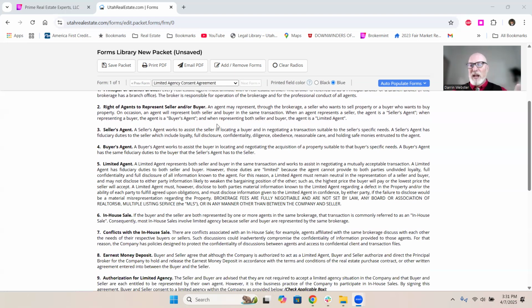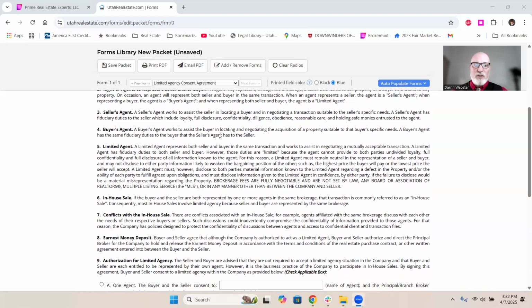Rights of the agents to represent seller and or buyer. This simply states that an agent, when they represent a buyer, they represent the buyer's interests and have obligations to the buyer. When they represent the seller, they represent the seller. Legally, they can, in fact, represent both. Some states do not allow this type of legal relationship at all, out of concerns for trying to maintain certain aspects of the transaction. And here's why.